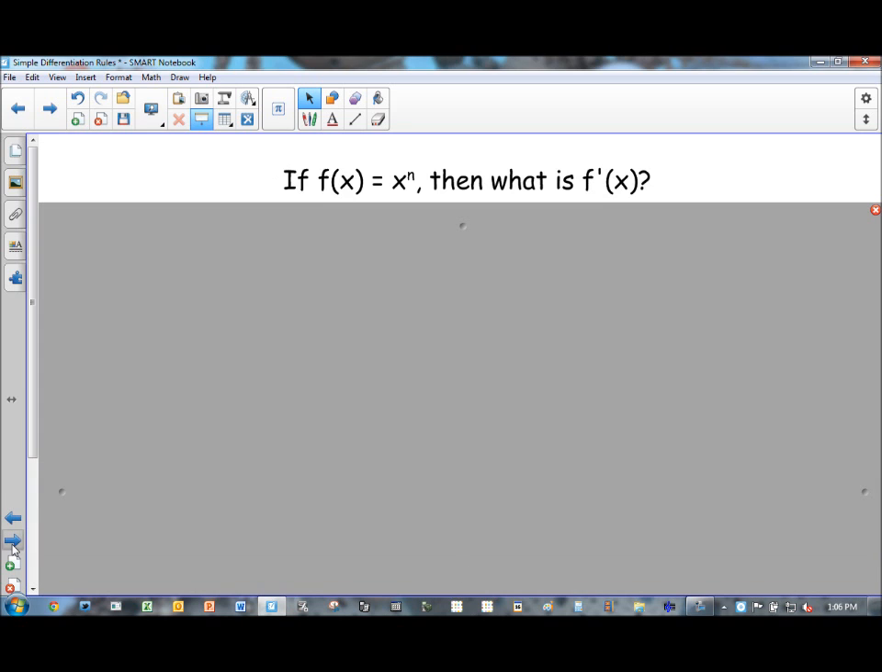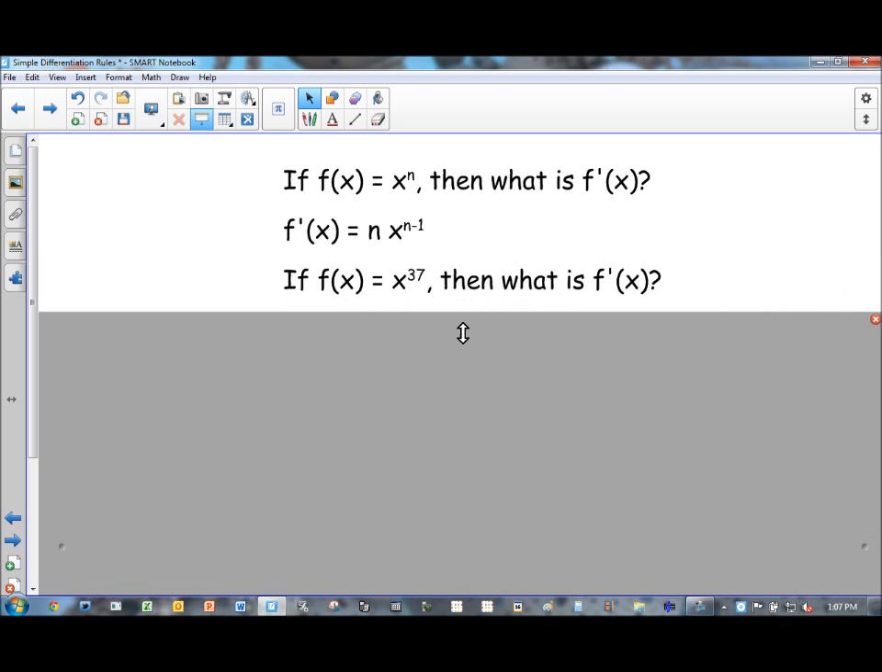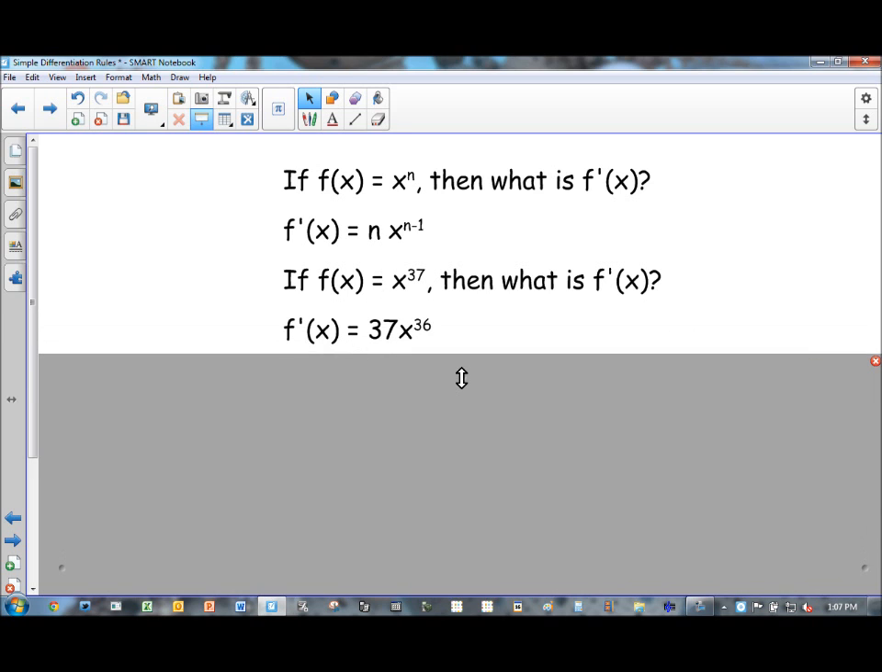So how do I write that? If f of x equals x to some exponent n, then f prime of x is going to be n times x to the n minus 1. That applies any time you have x to the n, a variable to a number exponent. As an example, if I had f of x equals x to the 37, what would f prime of x be? I would move the 37 out in front and reduce the exponent by 1 to get my new exponent. So that would be 37x to the 36.